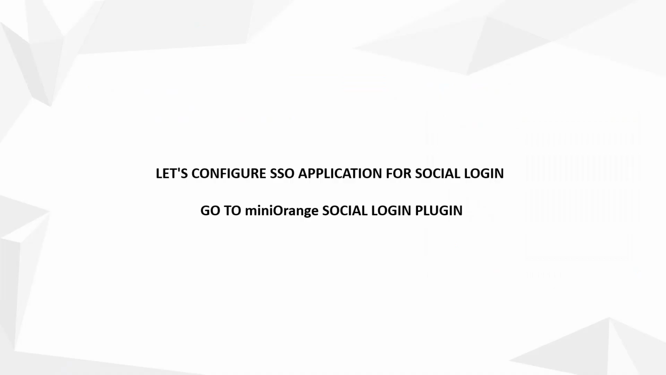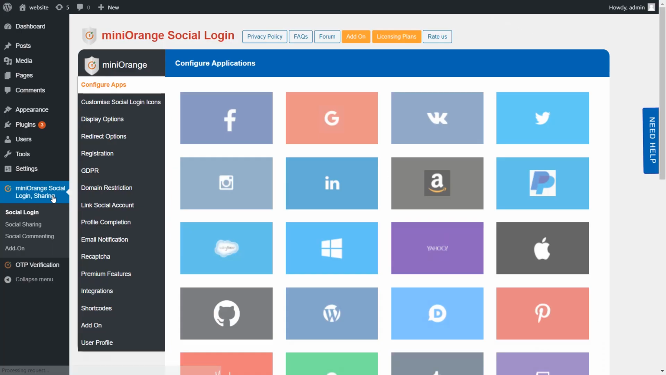Let's configure SSO application for social login. Go to miniOrange social login plugin. Select application which you want to enable. Let's select Google.